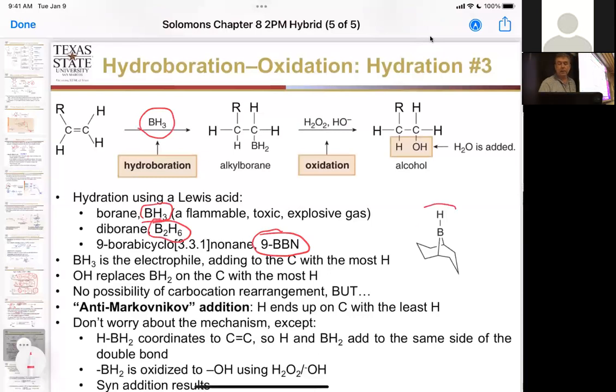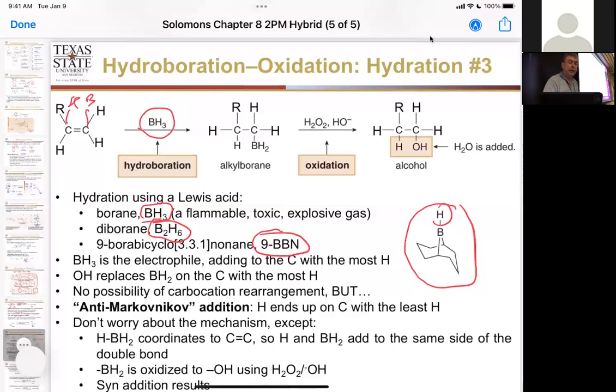It's this compound here. It only has one proton to transfer, so you can be very selective about doing only one equivalent. So in this case, the hydrogen is going to add to here, and the boron is going to add to the side with the more hydrogens.